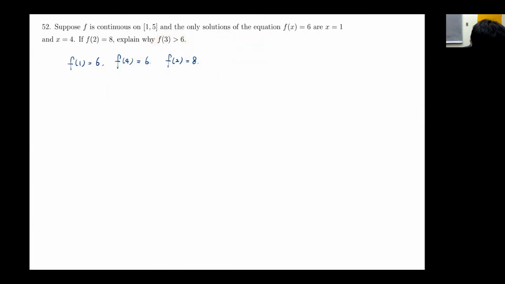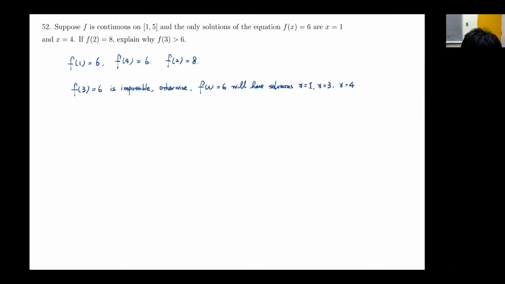The first possibility is quite easy to exclude. So f of 3 equals 6 is impossible. Otherwise, f of x equals 6 will have solutions x equals 1, x equals 3, and x equals 4. So this is contradictory to our assumption.